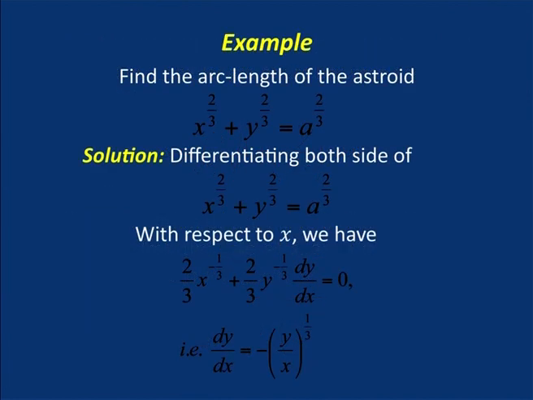For example, find the arc length of the astroid. You all know about the astroid. It is given by x to the power 2 by 3 plus y to the power 2 by 3 is equal to a to the power 2 by 3. Differentiating both sides, we find 2 by 3 x to the power minus 1 by 3 plus 2 by 3 y to the power minus 1 by 3 dy by dx is equal to 0. Therefore, dy by dx is equal to minus (y over x) to the power 1 upon 3.